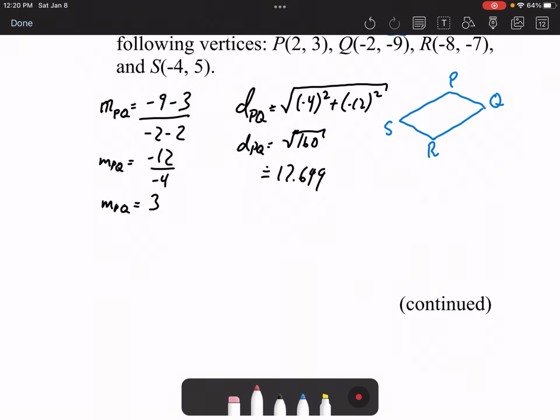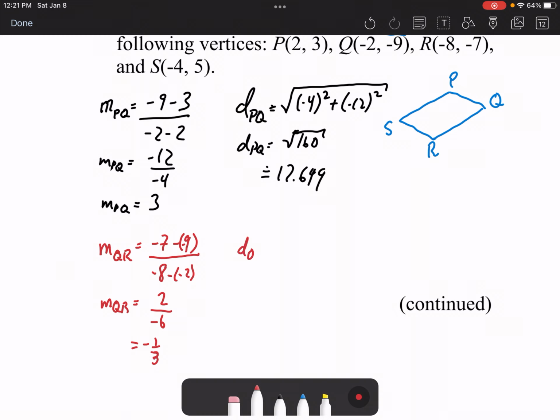Now that I have the shape and I know which sides to look at, I'm going to look at QR. That's my next one. So again, just put in your calculations. Okay, so the slope is negative 1/3 here.